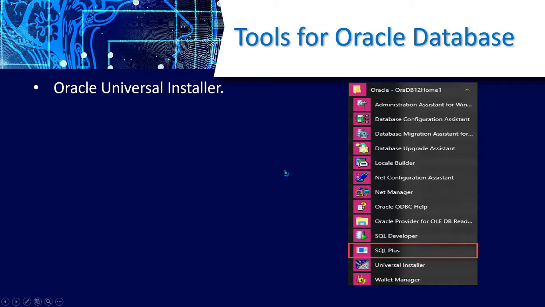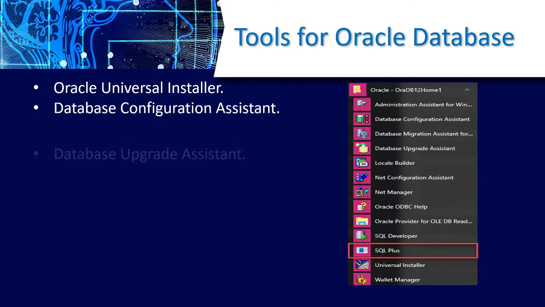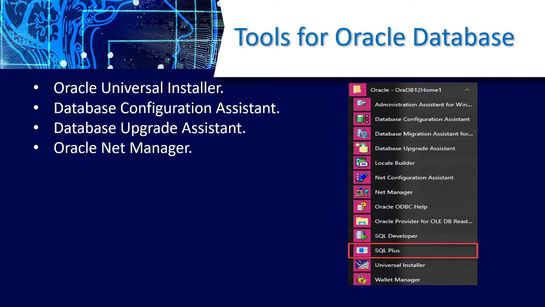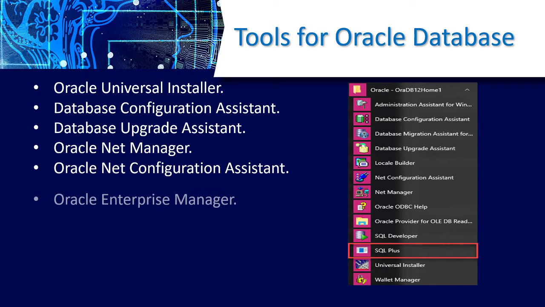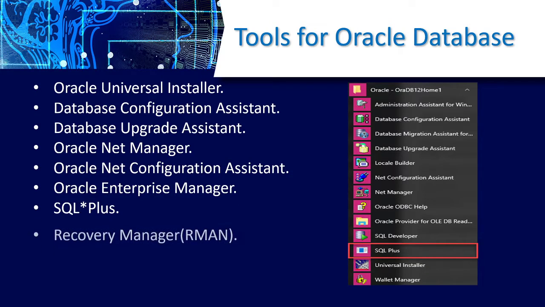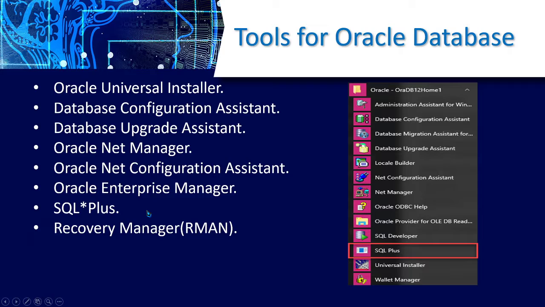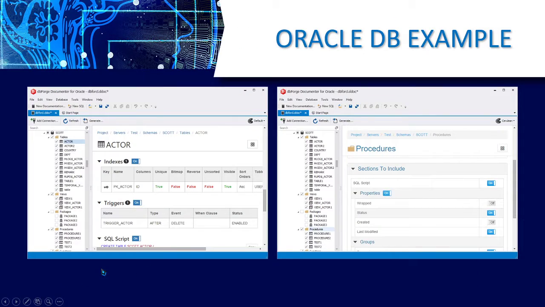These are the tools for Oracle database right here. Oracle Universal Installer is used to install the database software, Database Configuration Assistant, operating system, Net Manager, Net Configuration Assistant. SQL*Plus is used to get SQL ready. Recovery Manager is used to back up your database and recover. Data Pump is used to import and export tables. The loader right here, SQL*Loader, is used to load data from a file to the database.